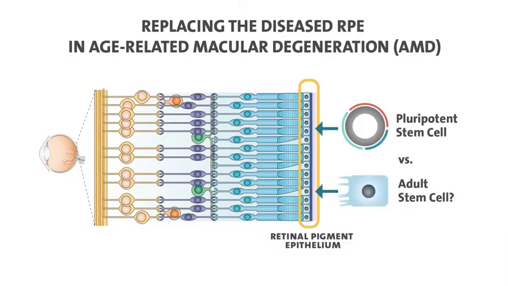We can make the cells in the culture dish by coaxing them down the pathways that you heard about today, to take a cell that can make anything and turn it just into the retinal pigment epithelium. That's one way to make the cells. The other is to look for an adult stem cell that can make retinal pigment epithelium, and then use these cells to replace those cells that are damaged in patients by injecting them into that location.